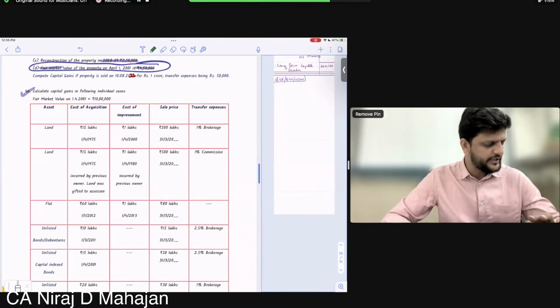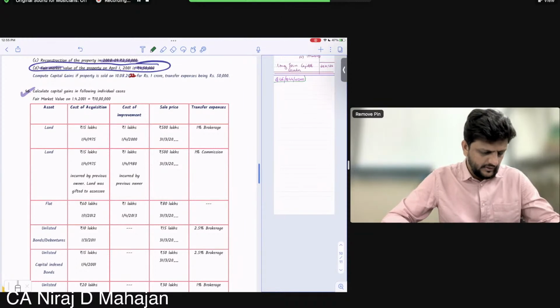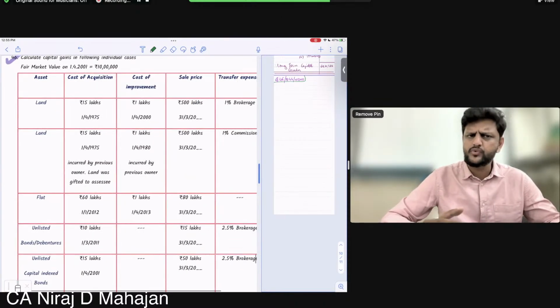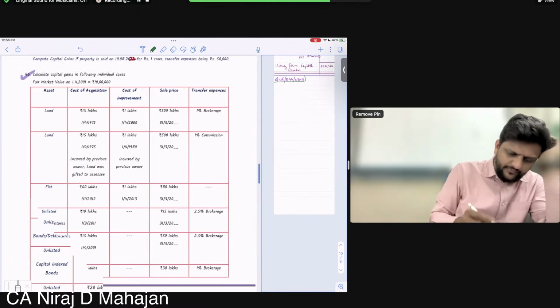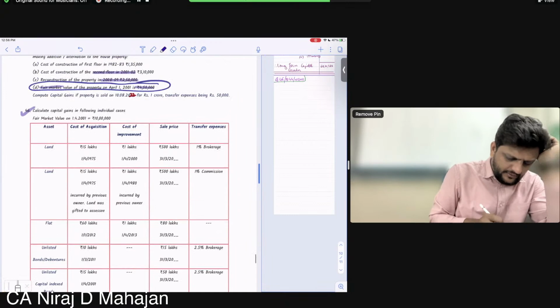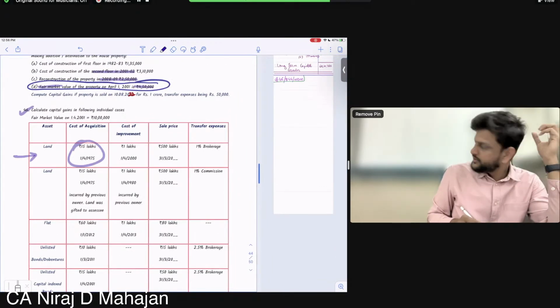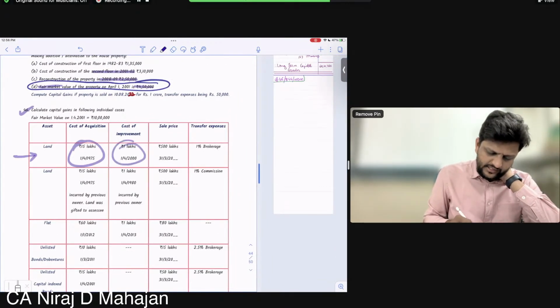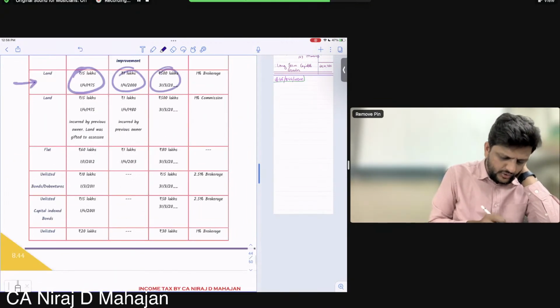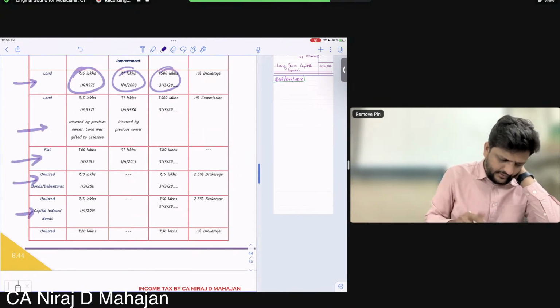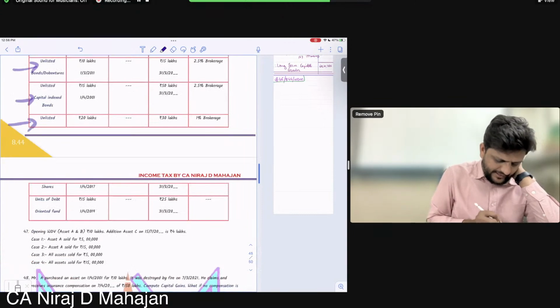Calculate CG in the following individual cases. Separate different cases. Yes, let's go. Fair market value given to you as on 1 April 2001, sorry, 10 lakh rupees is given to you. Then you have different cases. Check here. Land. You have cost of acquisition and the date. Cost of improvement and the date. Sale price in the current year and transfer expenses. Okay. Second, third, fourth, fifth, sixth and seventh, as such you have cases.